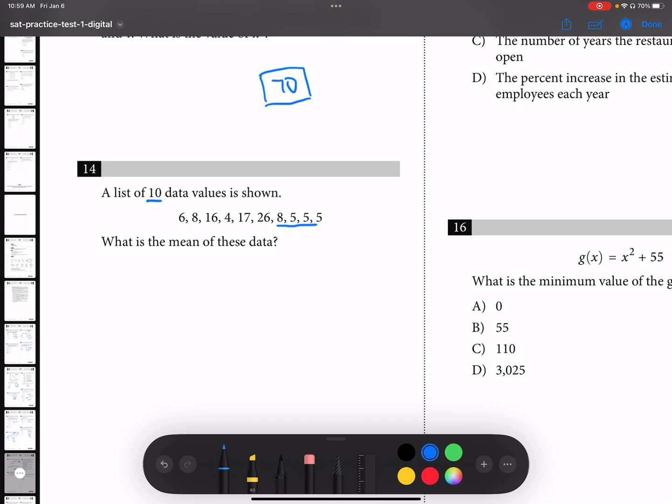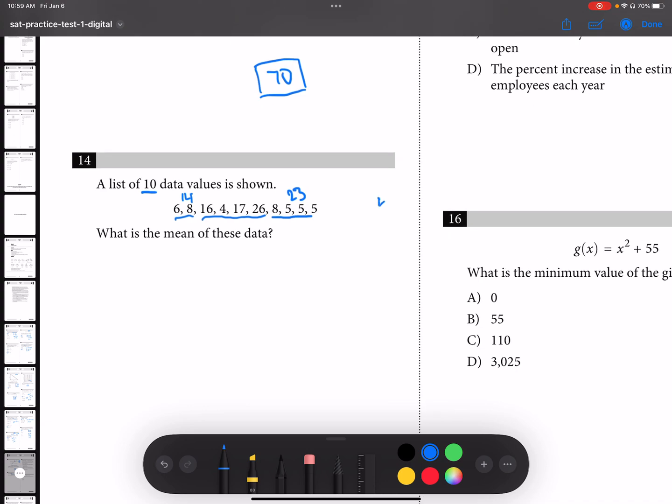That'll give us 5 times 3 is 15. 15 plus 8 is 23. Next, we have 6 plus 8, 14. And then now we just find these numbers. 26 plus 17. That'll give us 43. 43 plus 4, 47. 47 plus 16. That should give us 63. So those are our three numbers.